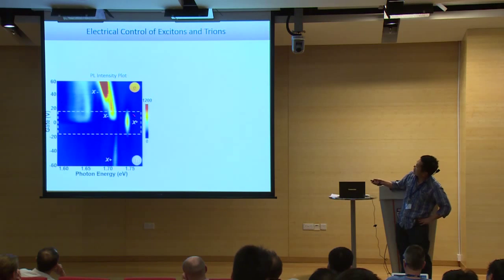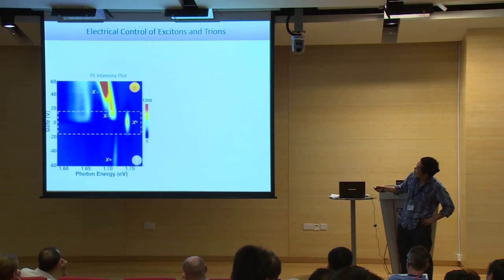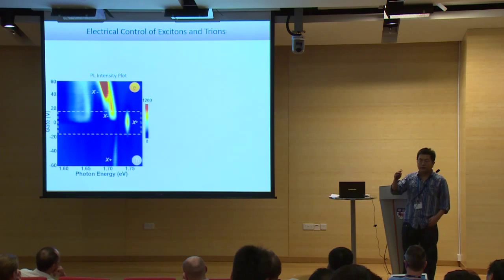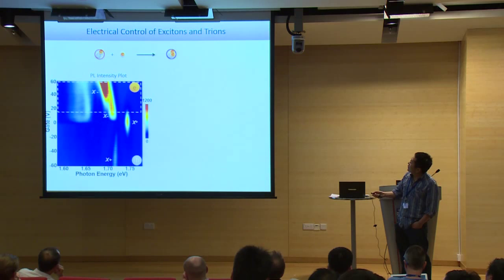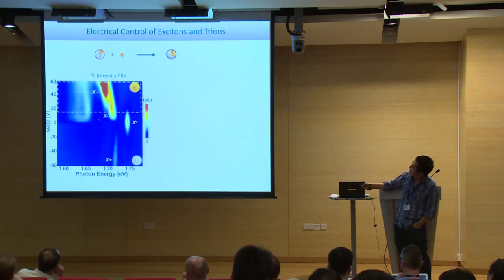Then we see a sharp line here. This feature corresponds to the neutral exciton, and you can see this neutral exciton is almost symmetric with respect to zero gate voltage. It means this sample is very clean. The Fermi level is almost near the middle of the gap. Then if we inject electrons in the system, this neutral exciton will catch extra electrons to form a lower energy trion state. In this case, it is a negatively charged trion.